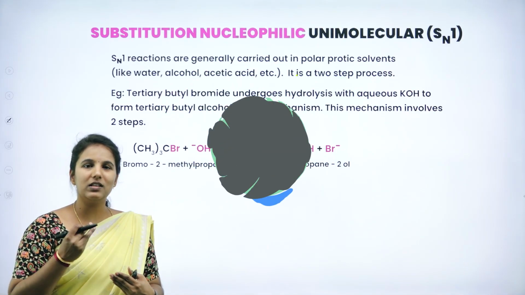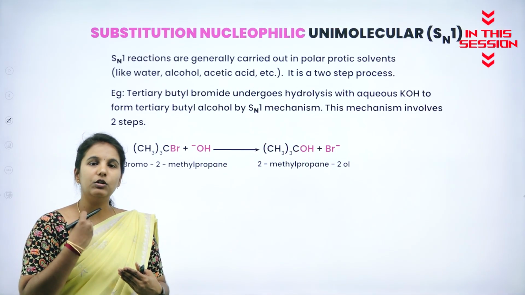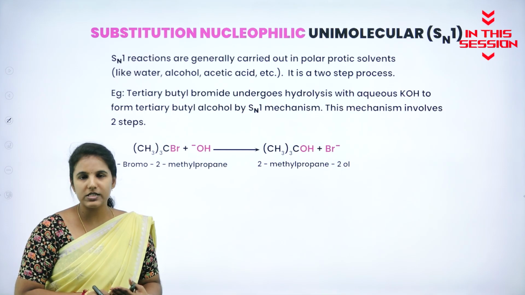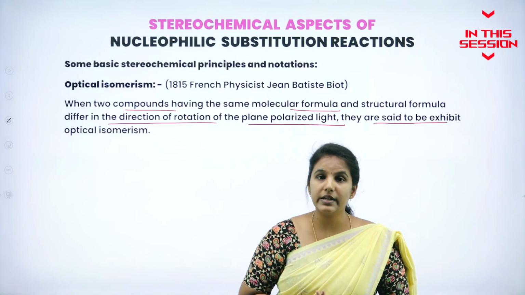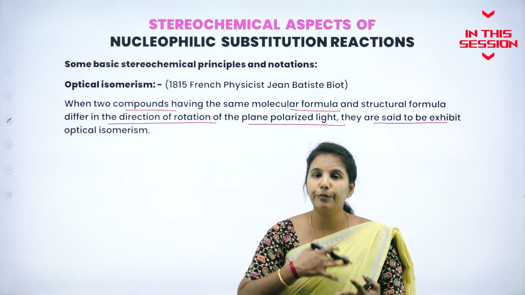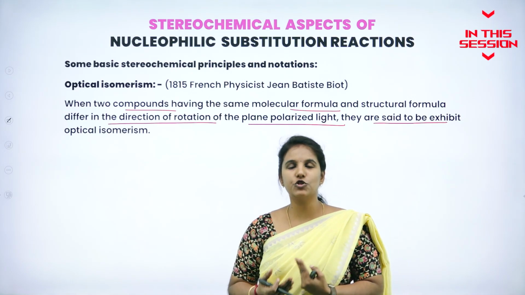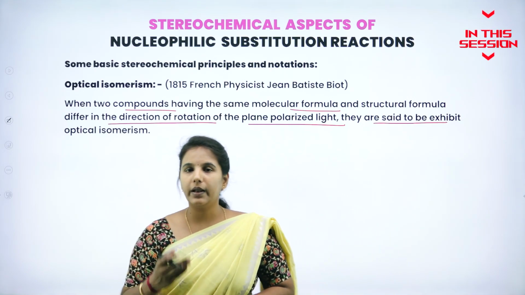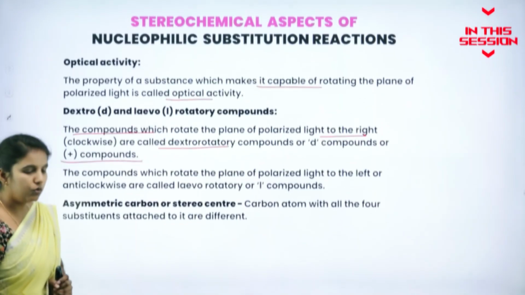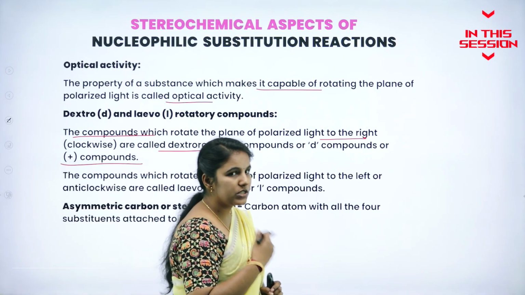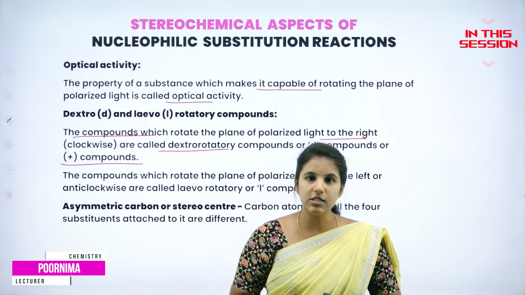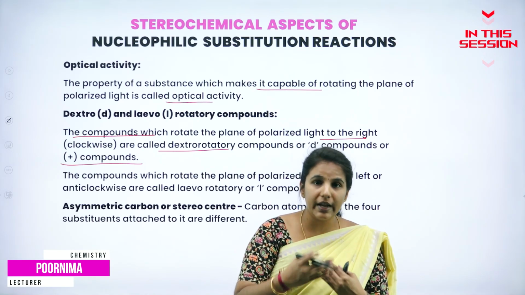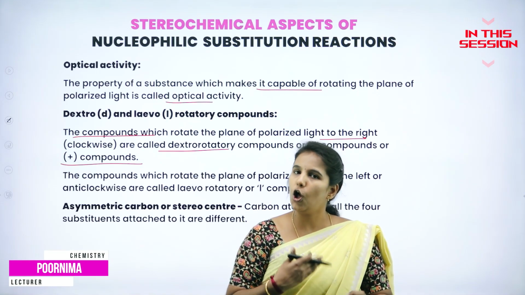Nucleophiles are the species which are able to attract towards the positively charged center. So there is a difference in rotation of plane polarized light. Such compounds are known as what? Optical isomerism. So what is a dextrorotatory? Dextrorotatory compounds have the capacity to rotate the plane polarized light in a clockwise direction.